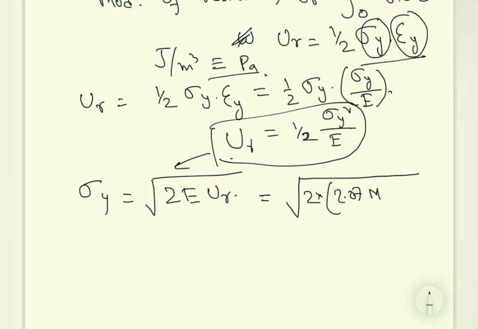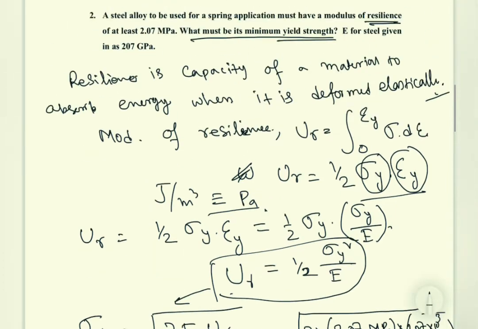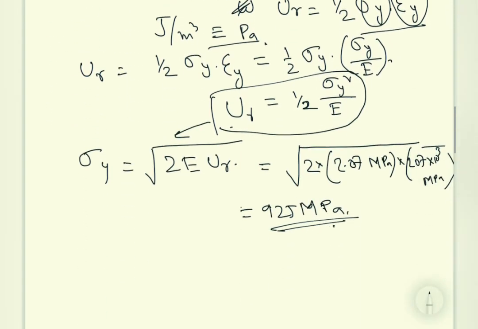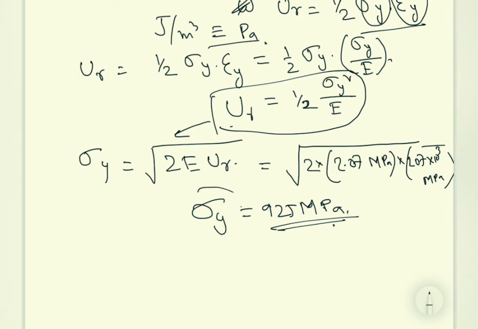2.07, that is in MPa, into 207 into 10 to the power 3, that is in MPa also. Just simply putting the values, we will get 925 MPa. Yeah, that's our answer, because they asked what must be the minimum yield strength. This stress is actually the yield strength.